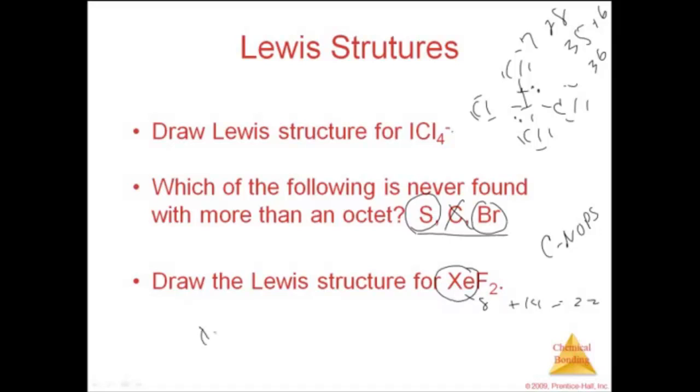So if I have F, Xe, and I have my F, and I put my... What did I do there? That's just an F. Okay. And I end up with 8, 16, 18, 20. The only way this is going to work is if I put an expanded octet here. Okay? That's what has to happen. It's a big boy. You can do it.